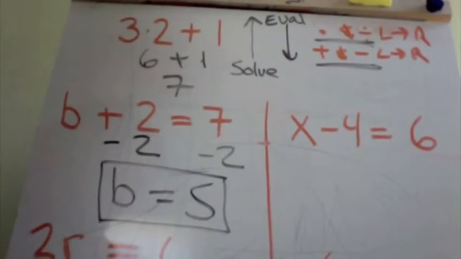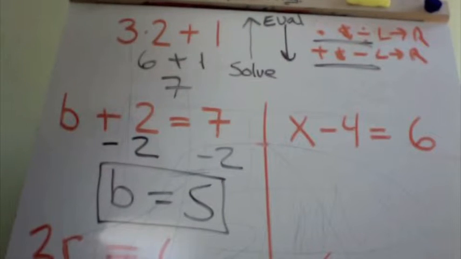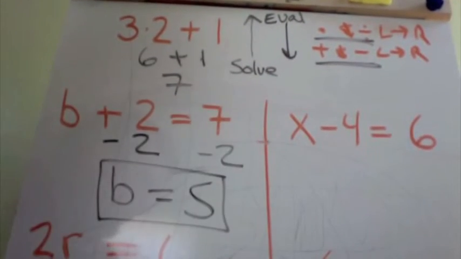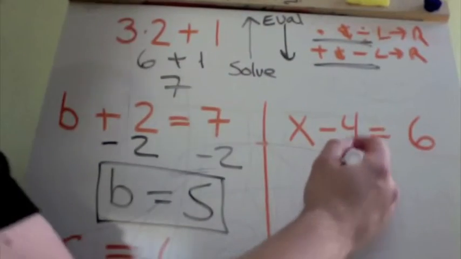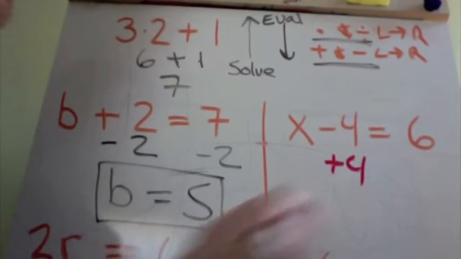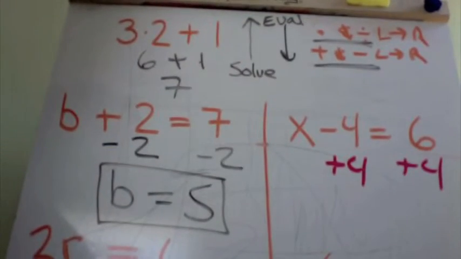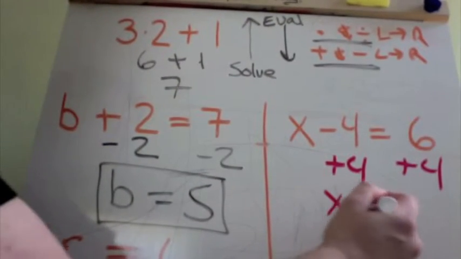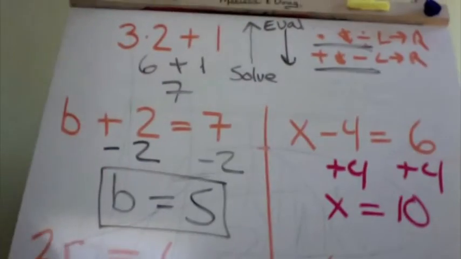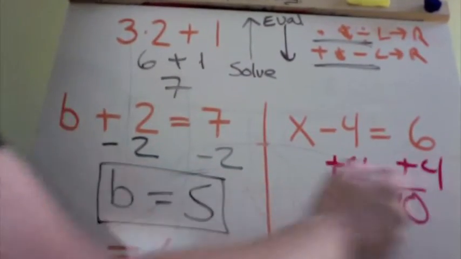Let's deal with this one over here. Let's solve for x. We want to know the mystery of x. We want to get x all by itself. The problem is we're subtracting 4. So what's the opposite of subtracting 4? Adding 4. We do it to one side of the equation, we've got to do it to the other. So now we have x equals 10.